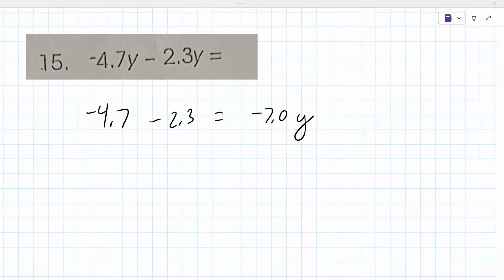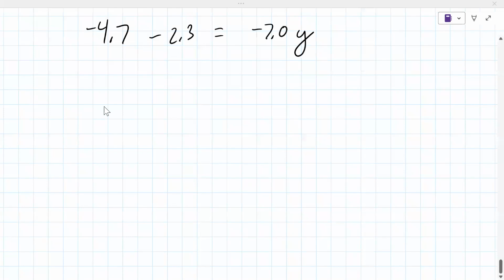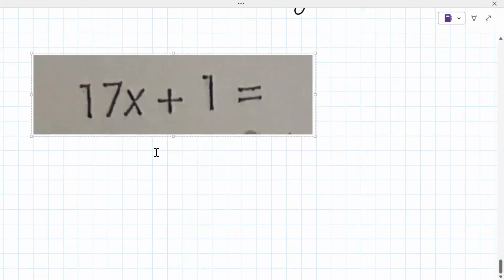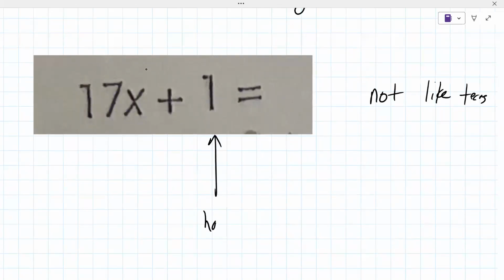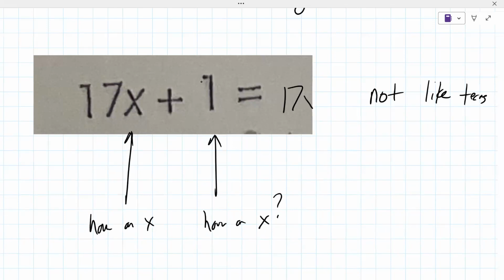All right. So we're going to look at, I don't even know what to call it, I guess it's 13. Looks like it was cut off. 17x plus 1. These are not like terms. Does this one have an x? No. There's no x. Does this one on the left have an x? Yes. They are different. One has an x, one does not. So the answer is 17x plus 1. There's nothing to do.